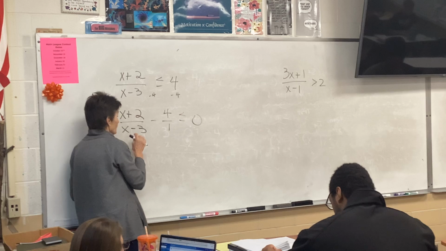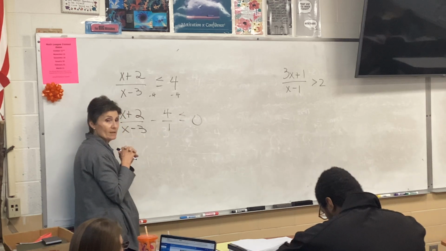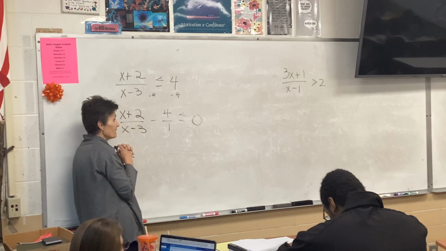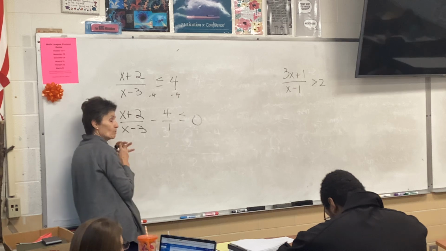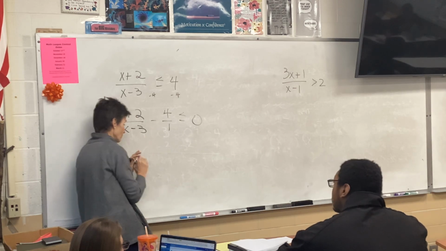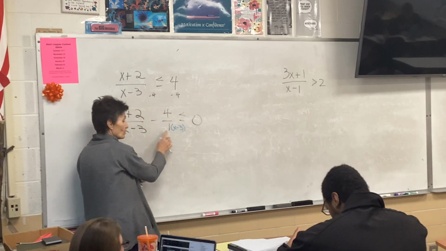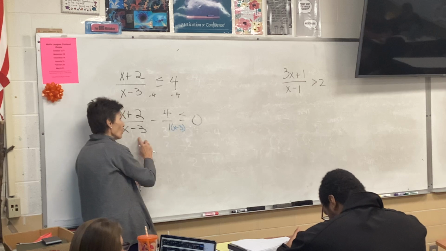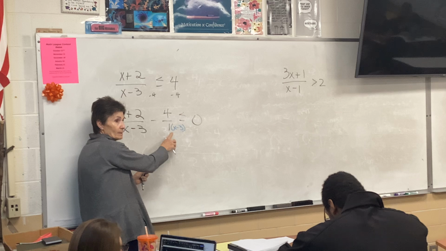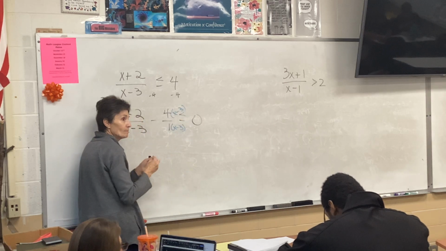Now, let's get a common denominator so that we don't have two different fractions, right? What will our common denominator be? X minus 3. This one's good. This one's going to need an x minus 3 in order to make it match. But of course, if I put an x minus 3 in the bottom, I have to put an x minus 3 in the top also, right?